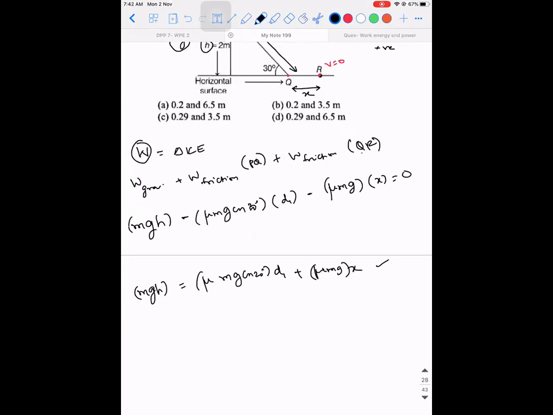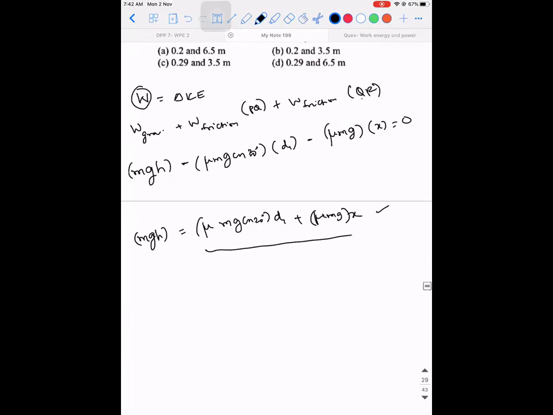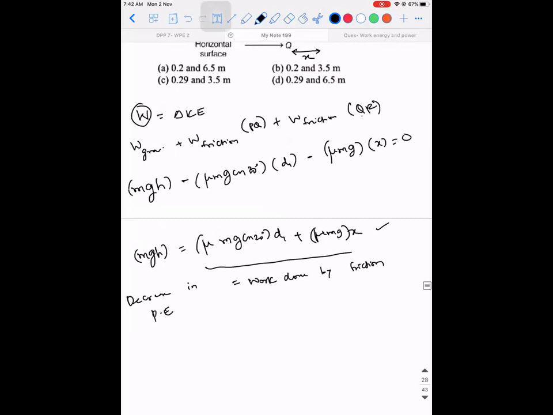From the work energy theorem. Look at the way I'm analyzing the same thing in a different way. What is this whole thing? This is the total work done by friction. This is the decrease in potential energy. In this question, the decrease in potential energy is causing the work to be done by the friction. There's another way to analyze, but I suggest you always use the work energy theorem to solve the problem.